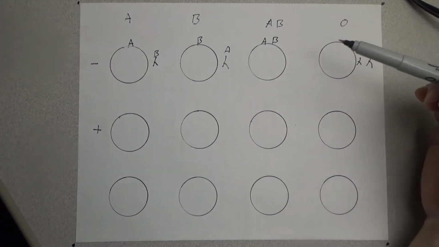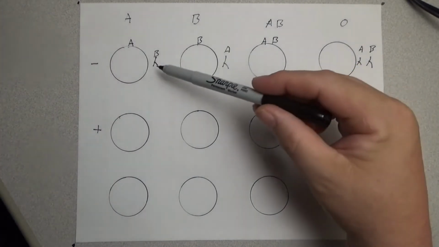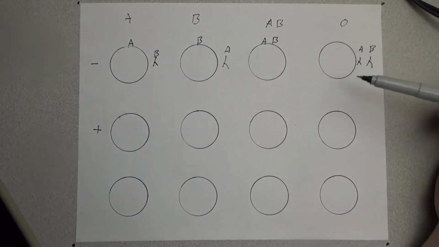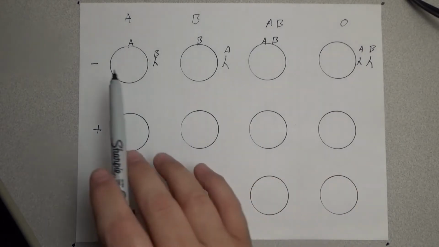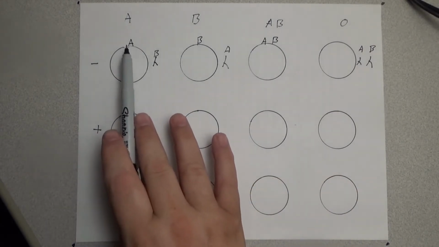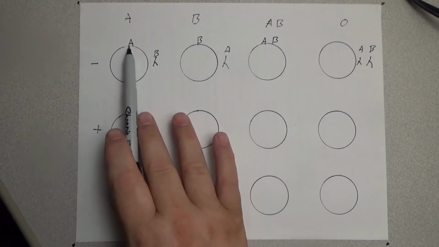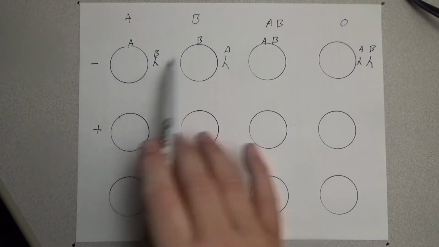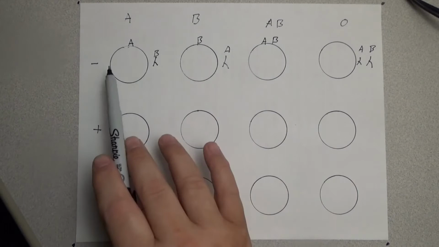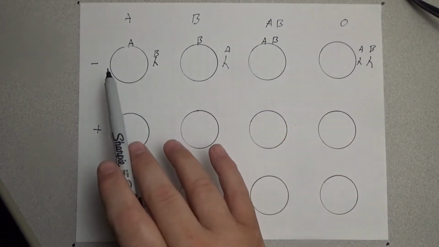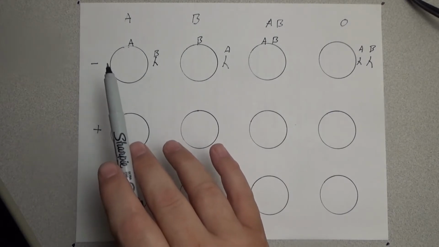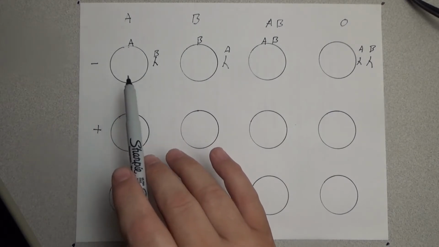Now, where do the antibodies come from and what do antigens mean? A good study of the immune system will talk more in depth about those things, but for right now, let's just say that if someone has the A antigen, they have the B antibody, except for the AB. If you have an antigen on your red blood cell, you will not have that antibody in your plasma. Okay?